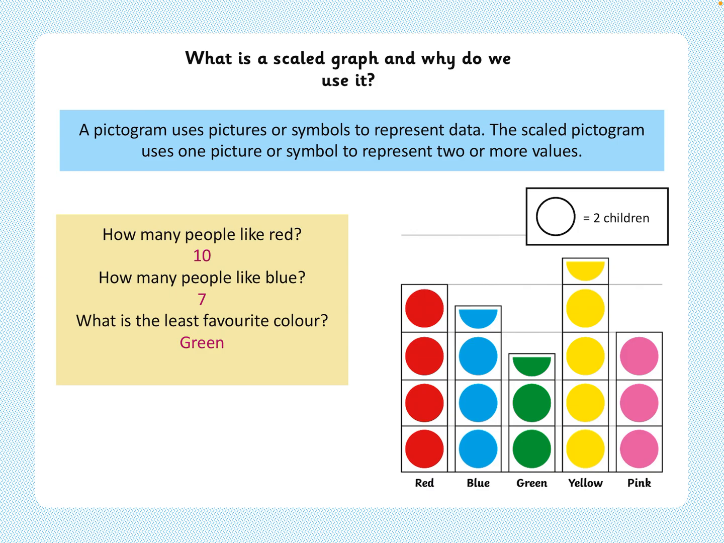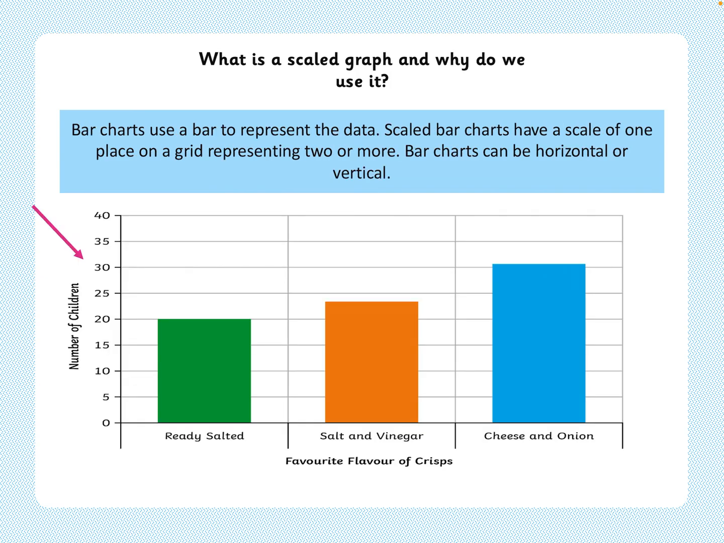Now, the reason we have scaled graphs is because if there's too many people or too much data, then the graph would be huge. So we have to scale it down so that it's visible to see. Here's an example of a bar graph that's scaled. As you can see on the left, it's going up in 5s. So again, you need to be careful. If we look at salt and vinegar, some people might say, oh, it's 20. But it's in between 20 and 25. And a bit closer to 25, so it's likely to be 24.